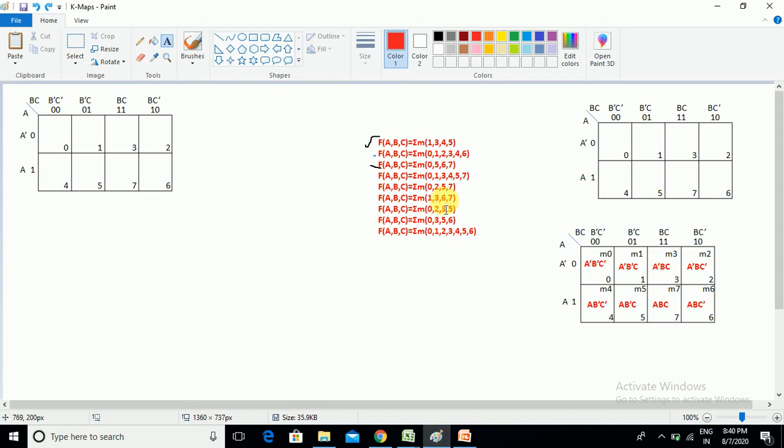Next problem, 1367. Here we are discussing the three variable K map, and the first 5 examples have been completed. The sixth example is 1367. The minterms selected are 1, 3, 6, 7. Here, we can easily create the mapping.